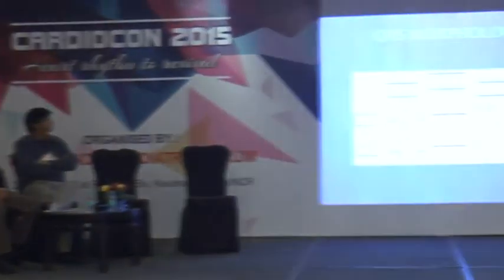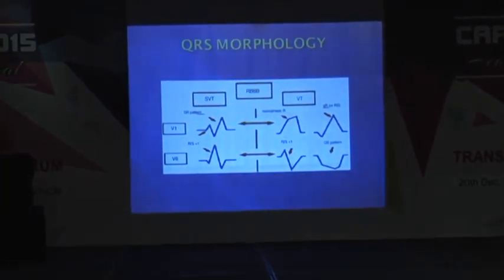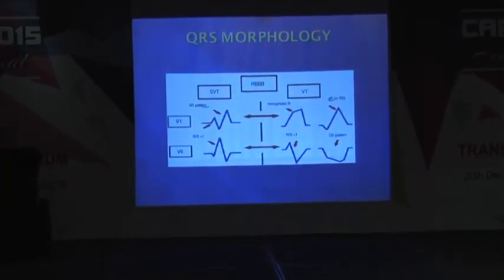Now these are some QRS morphologies which are suggestive of ventricular tachycardia. In patients with RBBB morphology where V1 is positive, if it is monophasic or biphasic with a small q followed by a large R, it's ventricular tachycardia. But if it is triphasic, it's supraventricular tachycardia with aberrancy.